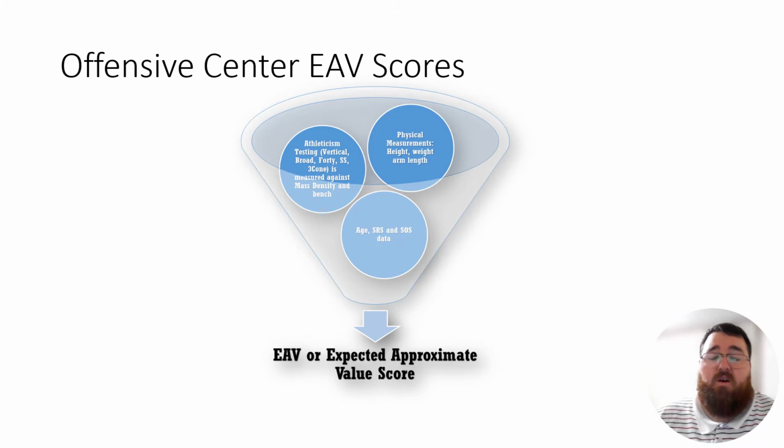I also take a look at a thing called EAV scores. EAV is expected approximate value scores. For the purposes of the video, we're going to call it a data grade. So what is it? Well, it takes physical measurements such as height, weight, arm length, athleticism testing, again, the 40, the vertical, the broad jump, all that kind of stuff, based on their mass density. Also takes a look at their age, their SRS and SOS. So how good of a team were they on? How tough a competition did they face? How young were they?